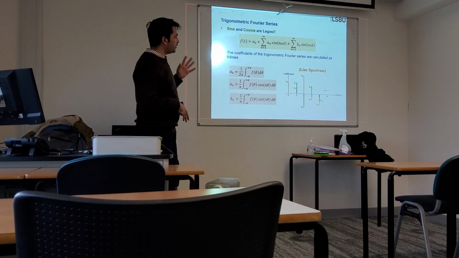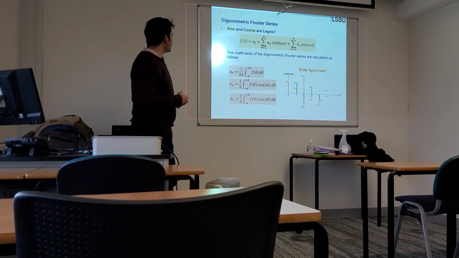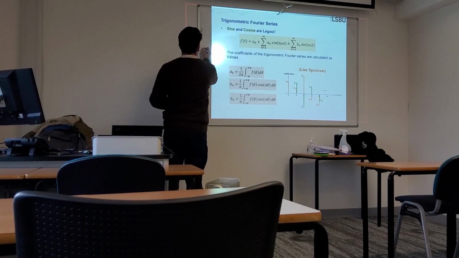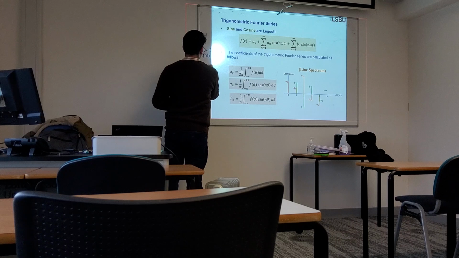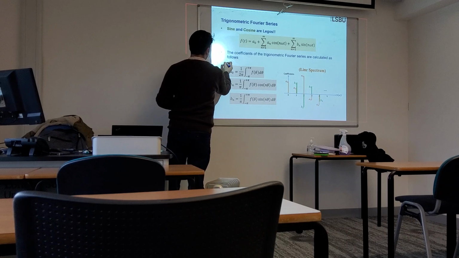So it means that whenever we have a signal, we will represent that signal as f of omega t or f of theta. And if, for example, I take an example of a square wave, so I can say it's, for example, 1 between minus pi.